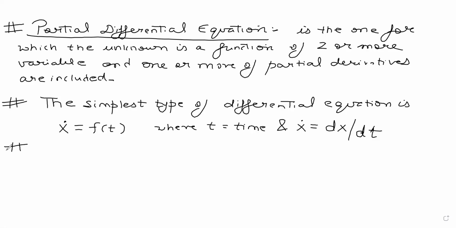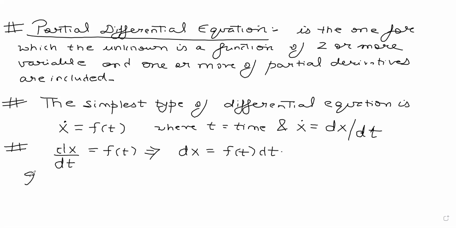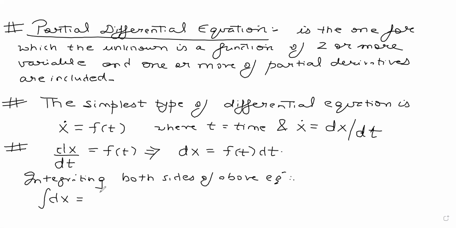So if I have to solve this equation, I can write x dot as dx by dt equals f as a function of t, which implies dx is equal to f as a function of t times dt. Now, if I integrate both sides of the above equation to get the solution for this differential equation, I can write integral dx is equal to integral f of t dt. Along with that, we get the constant of integration.